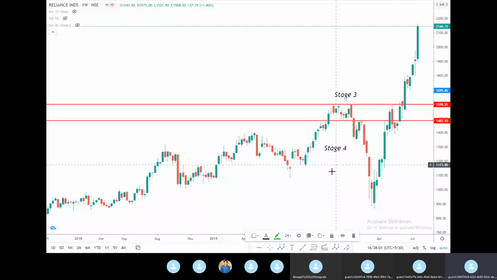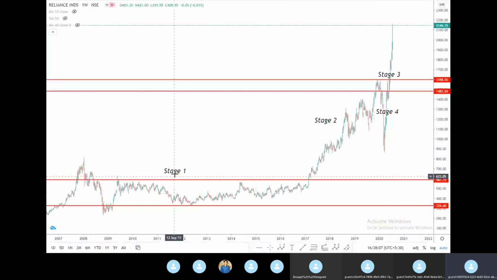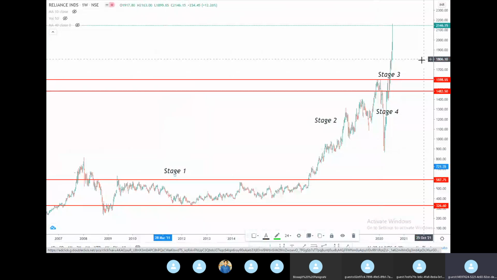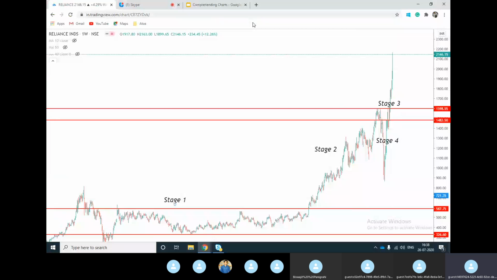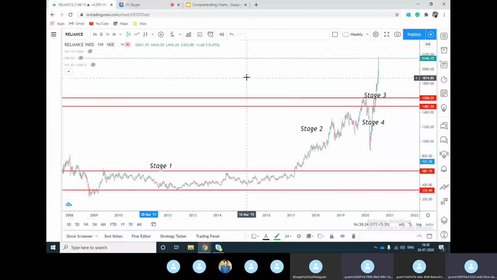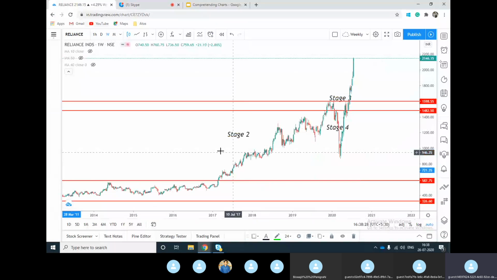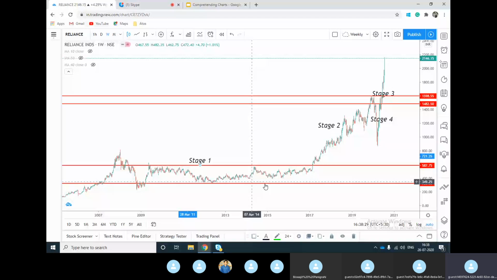That is up to a person, where he buys, up to an investor's risk appetite. But stage 1 and stage 3 are very difficult zones to buy or sell. It takes a lot of experience to understand what is happening and what will happen next, where to buy, where to trade. But our main motto here is to make you understand that any stock goes through stage 1, stage 2, stage 3, stage 4. So let's do something else.